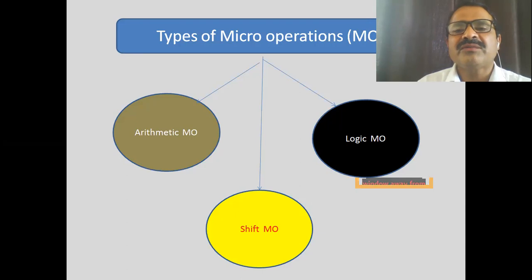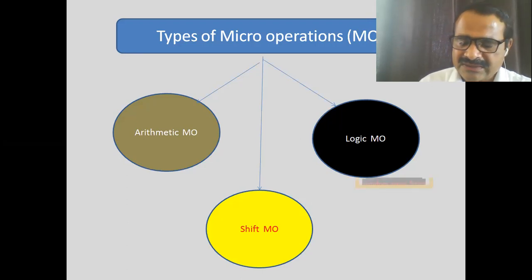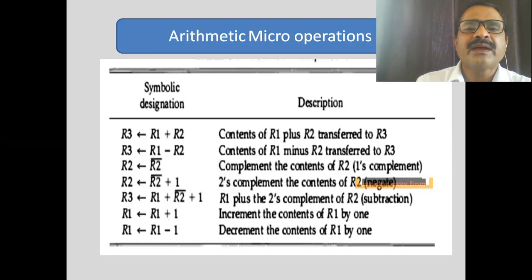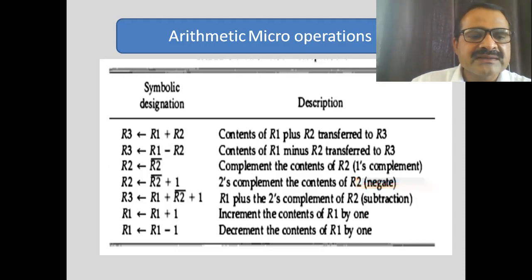There are three types of micro operations. One is arithmetic micro operation. The second group is called logical micro operation, and the third category is called shift micro operation. Now, let us see the first group, arithmetic micro operation. If you see this table, in one column we have displayed symbolic notations. Here R1, R2, R3 are the computer registers. There are certain operations like plus, another operation called complement, and a third operation called minus, that is subtraction.